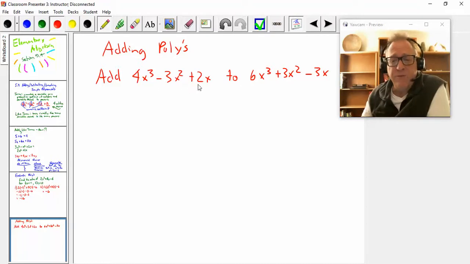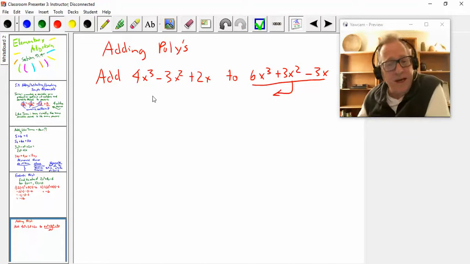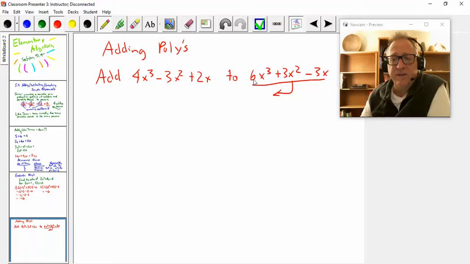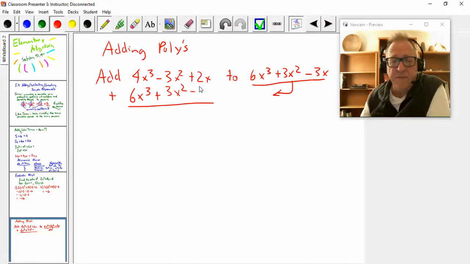All right, so what do we do to add two polynomials? Well, what I strongly suggest is that you take the second polynomial and you place it underneath the first one. And you do this carefully. You line up the like terms. So I've got a 6x cubed. I'm going to put that under the 4x cubed term. Those are like terms. Again, this is going to be addition. Then I've got plus 3x squared. Yep, there's an x squared term, so I can put it right there. 3x squared and an x term minus 3x.